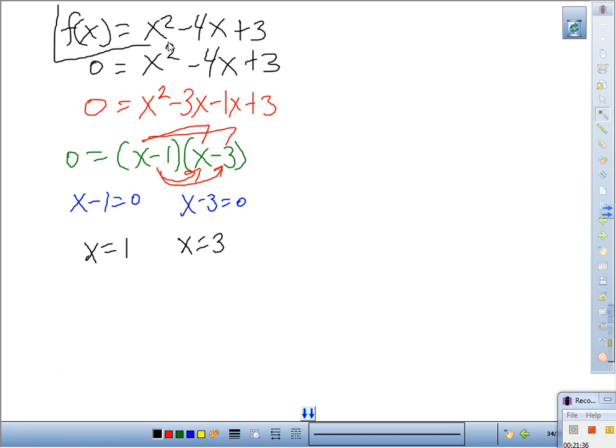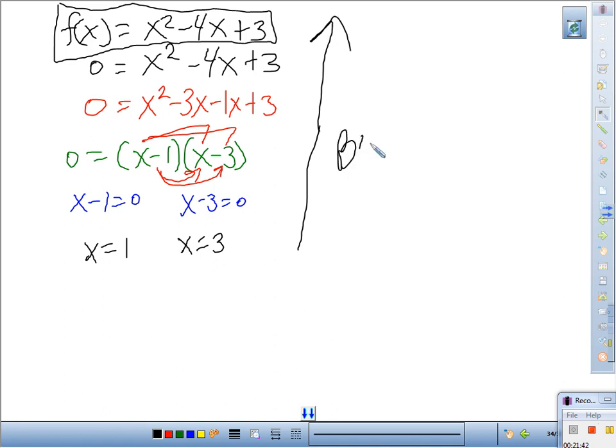Copy that, please. Make sure you draw an arrow like this, that you're going backwards. Copy that.